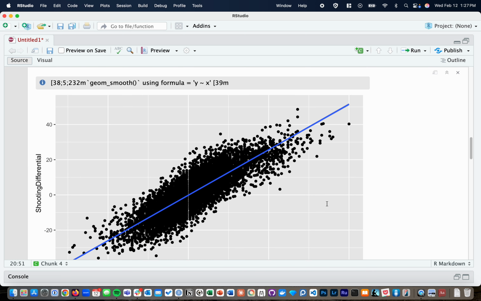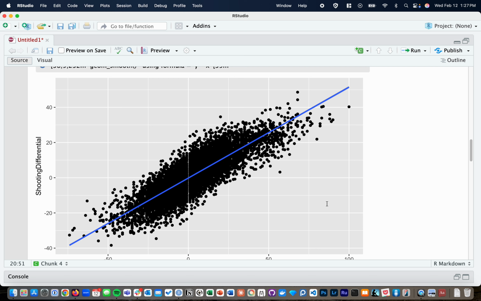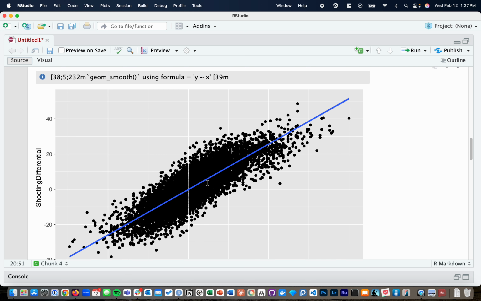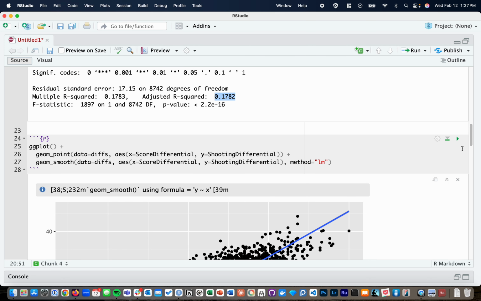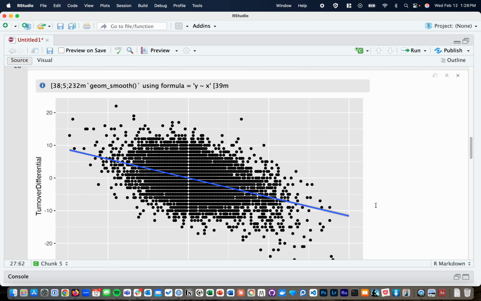Okay, this is shooting percentage that's really, really pretty predictive. It's only games that really get weird. Most of the stuff is right around the line here. If I do this with turnover differential, my numbers are scattered around a lot more.